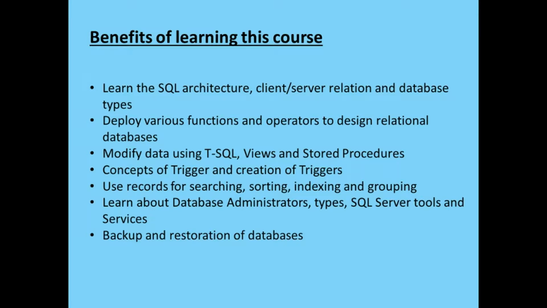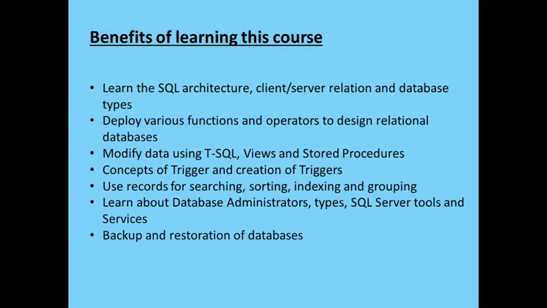Why? It allows for authorized access to data, and also a SQL developer deploys SQL projects in databases. So after completion of this course, you can be a SQL developer, you can be a DBA, that is database administrator. Fine.